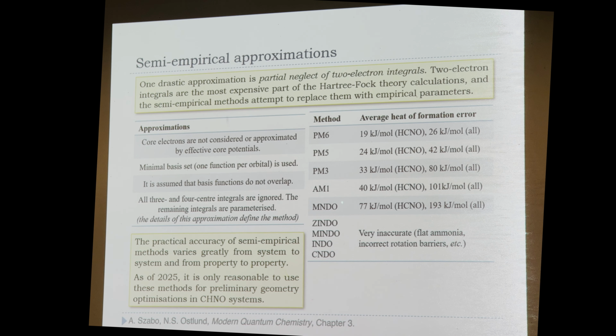And you can see that as the history progressed and the indices have increased, the accuracy, that's the average error in the heat of formation across an experimental database, has gone down quite considerably. So that is for HCNO molecules, and this is for all molecules in a particular database. This is still not what you would consider chemical accuracy, but it is not ridiculous.